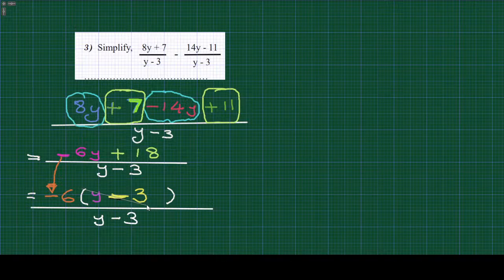So y minus 3 cancelled with y minus 3. So then what's the final answer? Minus 6 is the final answer.